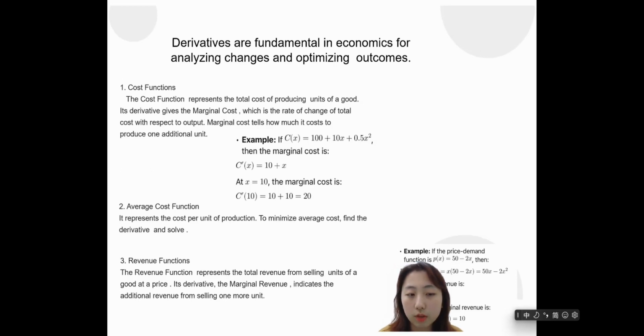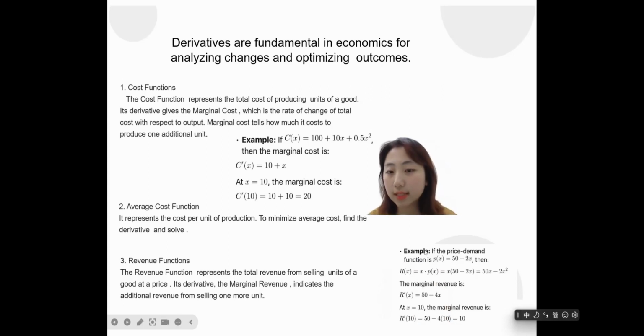Revenue. The third is the revenue function. The revenue function represents the total revenue from selling units of a good at a price. Its derivative, the marginal revenue, indicates the additional revenue from selling one more unit. Okay, let's see the example.